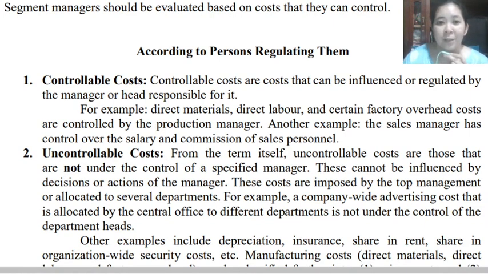Another example is the sales manager has also the control over the salary and commission of their sales personnel. When it comes to the salary, there is basically a fixed rate for that, but there are cases where their salary is based on the number of hours that they worked, or the number of pieces of goods that they finished working on. That's when the manager can control their salaries. So those are the controllable costs.